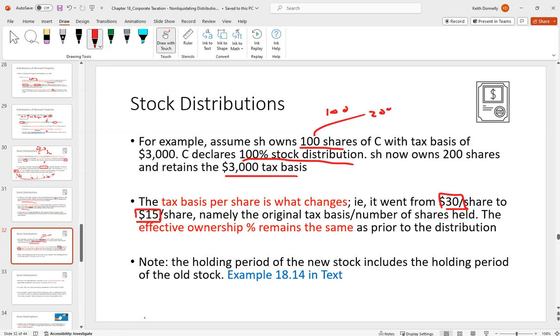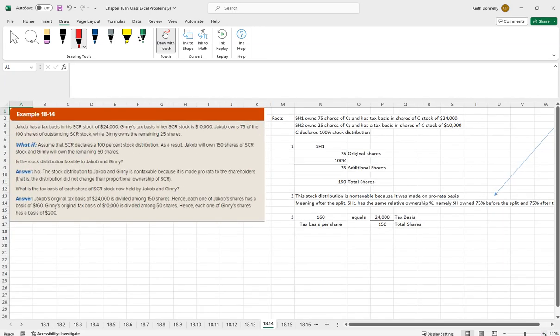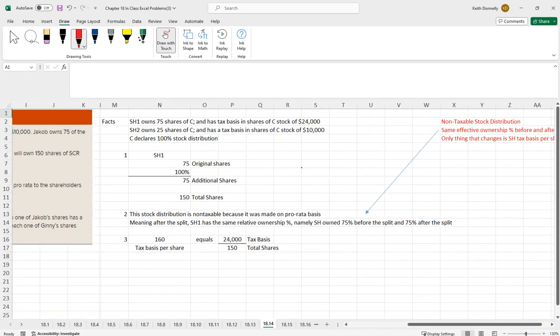Let's look here at 1814. Shareholder 1 owns 75 shares of a corporation. They have a tax basis of 24. Shareholder 2 owns 25, with a tax basis of 10. There's a 100% stock distribution, so if you owned 75, you get 75 more. The combo of those two, you now own 150. In this way, the distribution is going to be non-taxable, you getting those additional shares, because it was made on a pro rata basis.